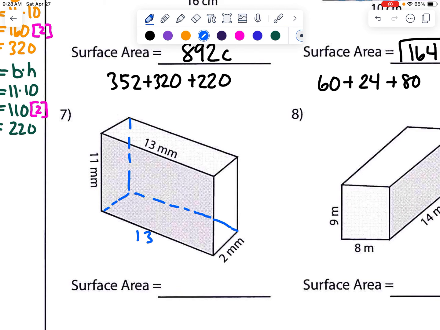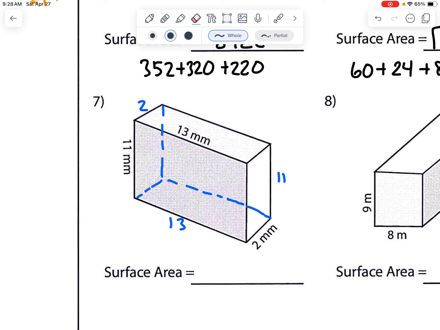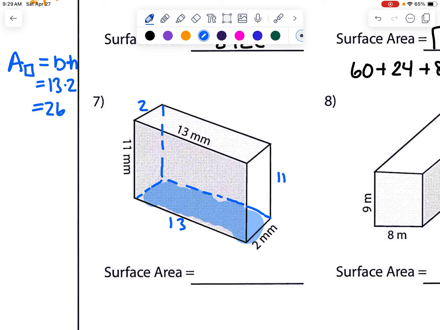And let me add more numbers in that would be the same. Okay, I'm going to erase some stuff over here so that I can make more space. All right, so let's do this. We have this bottom rectangle. The bottom rectangle is 13 by 2. 13 times 2 is 26, and we would have the bottom and the top be the same. So 26 times 2 is 52.